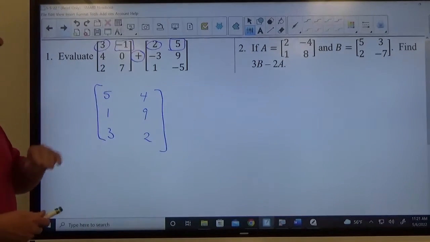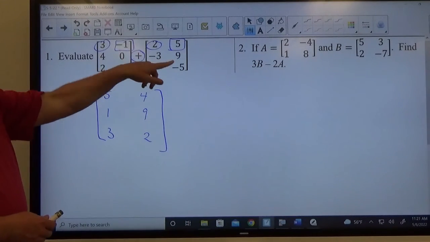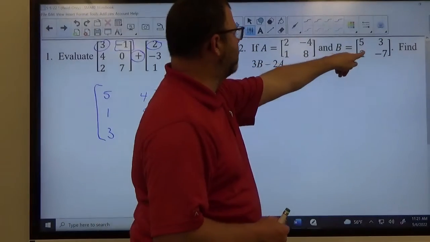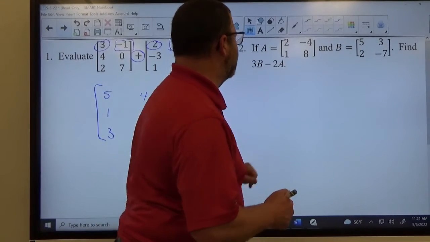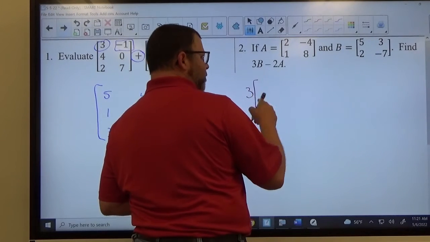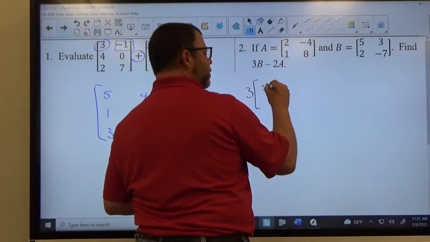Number 2, same difficulty level. The only difference is we have some scalar multiples here by the matrices. So 3 is being multiplied by matrix B. This being subtracted by 2 by matrix A. So the first thing I'm going to do is write the problem out as it should be written. So 3B means 3 times matrix B.